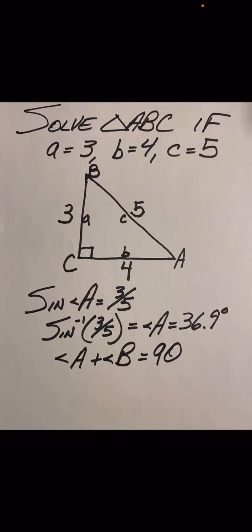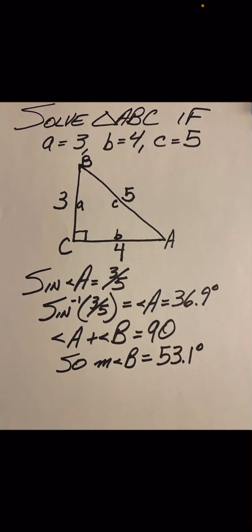Next, you need to know that angle A plus angle B always equals 90 in a right triangle because angle C is such an angle hog that it takes up 90 degrees already. And every triangle is 180 degrees, which means that A plus B is 90. So that means if I know that angle A is 36.9, I can just subtract 90 minus 36.9 and get angle B to be 53.1 degrees. And now we have all the sides, 3, 4, 5, and we have all the angles, 36.9 and 53.1. You can watch that part of the video again.